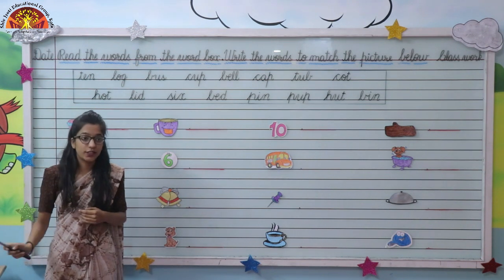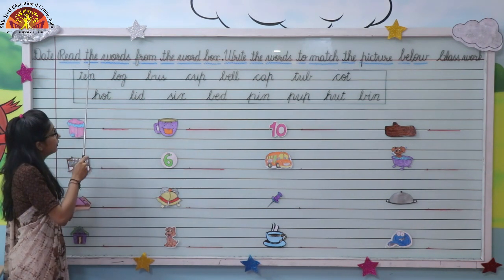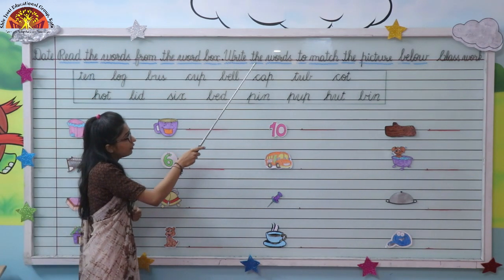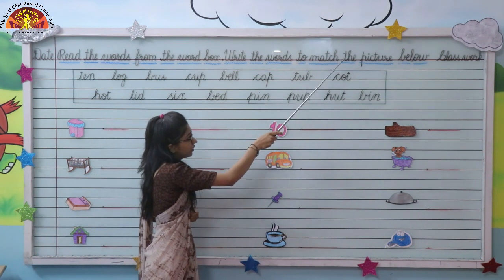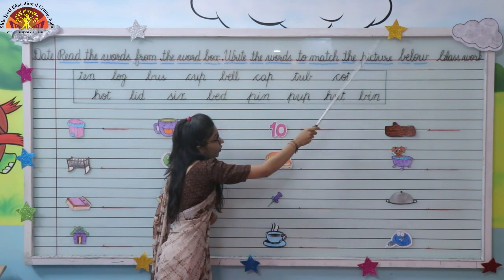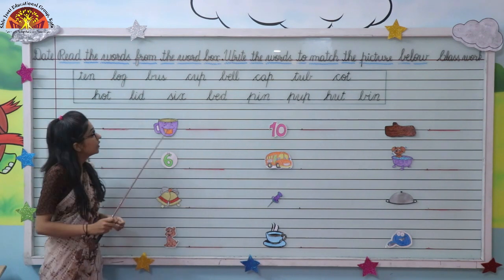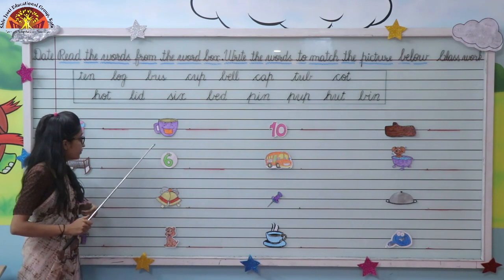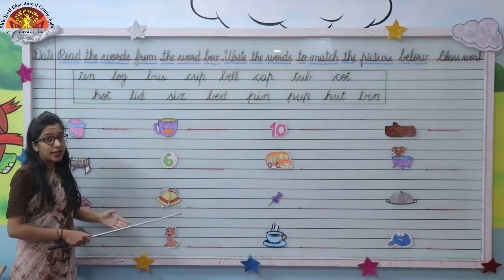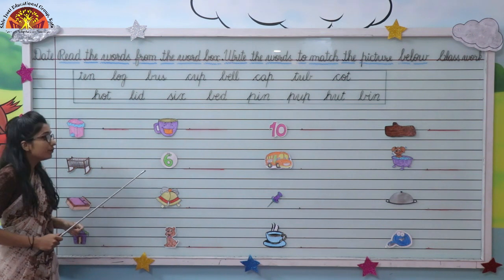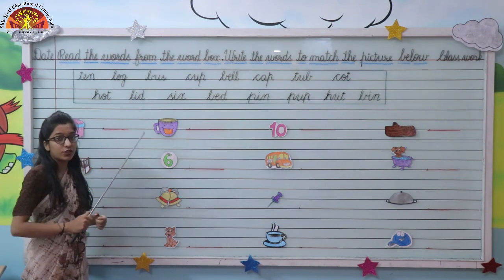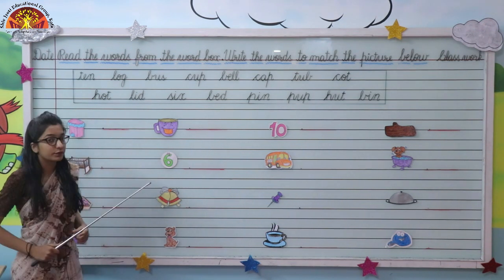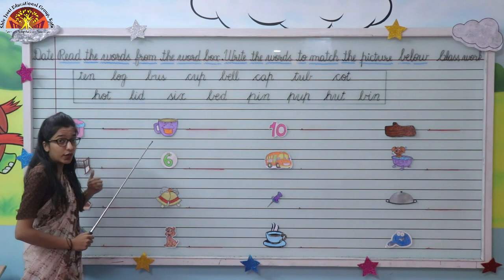Now let's read the question kids. Read the words from the word box. Write the words to match the picture below. So kids, what do we have to do? Some words are already given here in the box. First we have to identify these pictures and then we have to write their names from this box. Everyone take out a pencil and hold it properly. Now let's read the words first.